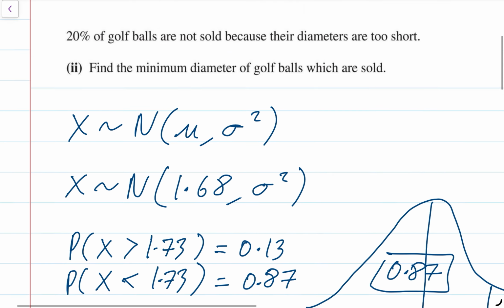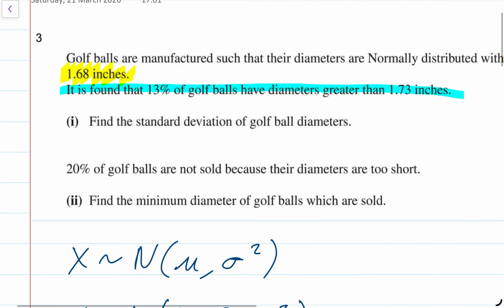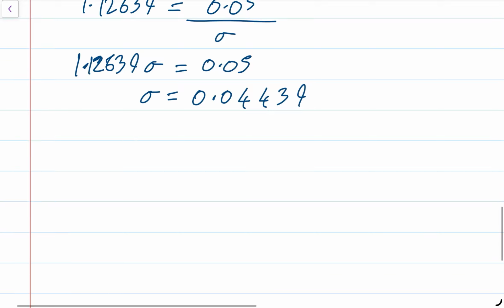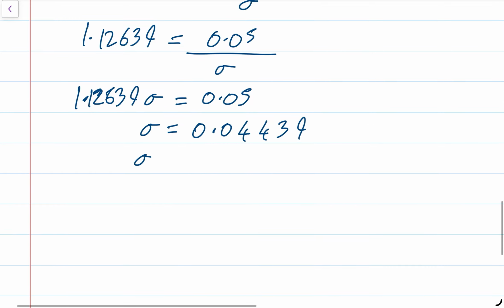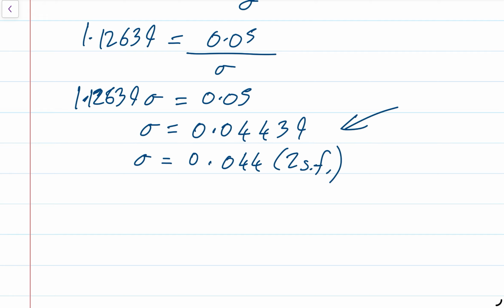What was our mu given to? Our mu was given to 2 dps. You know what? I'll go to 2 sig figs. So it's 0.044 to 2 sig figs. If I need to use this later on in the question, I will use the more accurate version.